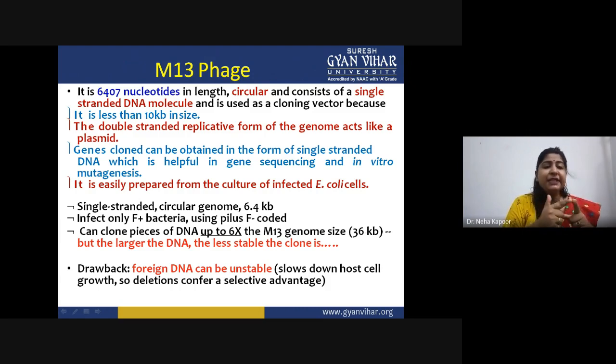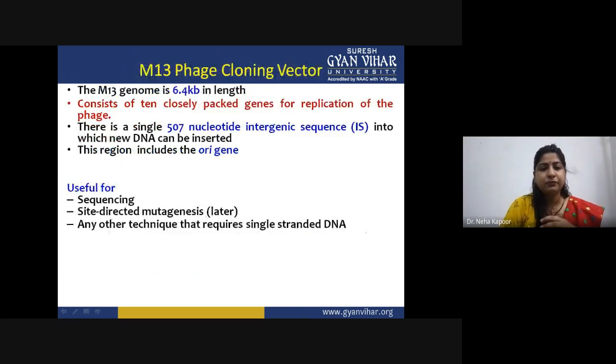Fourth point, it is very easy to prepare from the culture of infected E. coli cells. Because of the single-stranded circular genome of 6.4 kb, it can infect only F-positive bacteria, that means bacteria containing the F plasmid. It can clone pieces up to 6 times the M13 genome, that means up to 36 kilobase pair of DNA can be inserted. But the main drawback is that because we are inserting large pieces of foreign DNA, their integration is sometimes not so stable. So this is the M13 phage based cloning vector.